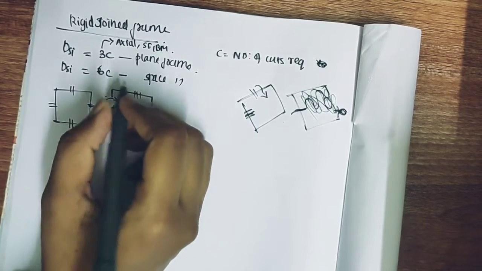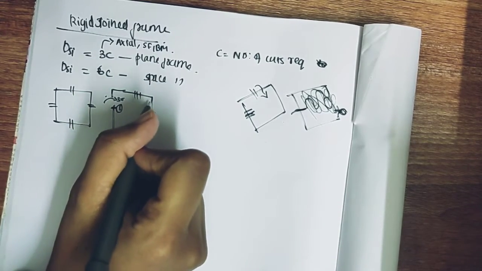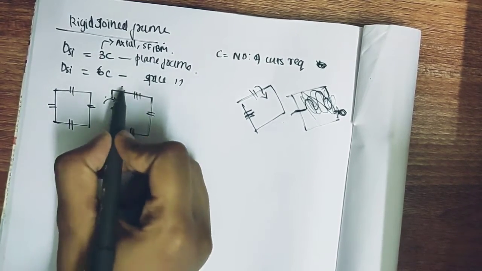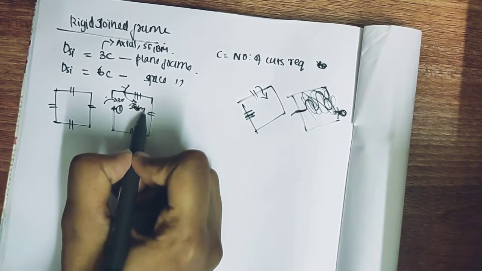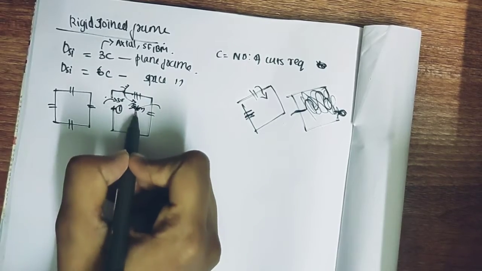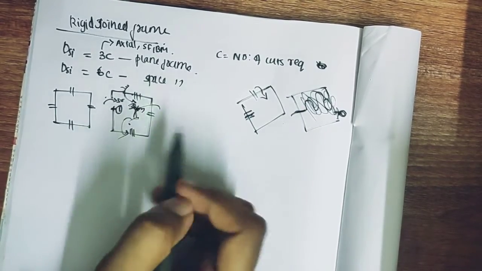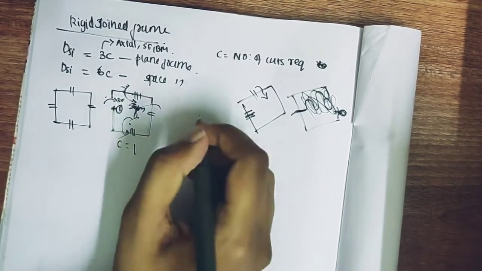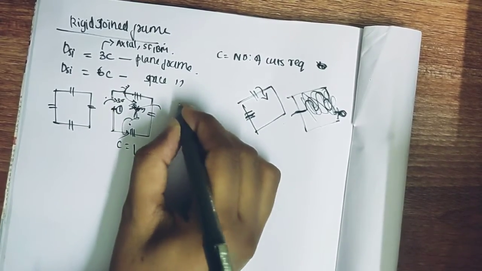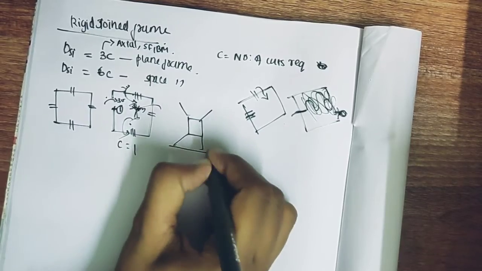If we give this 30 kilonewton, then this 30 kilonewton and the 30 kilonewton meter moment are transferred here, and then transferred on to the next. Like this it keeps transferring. So what is the cut required? One.